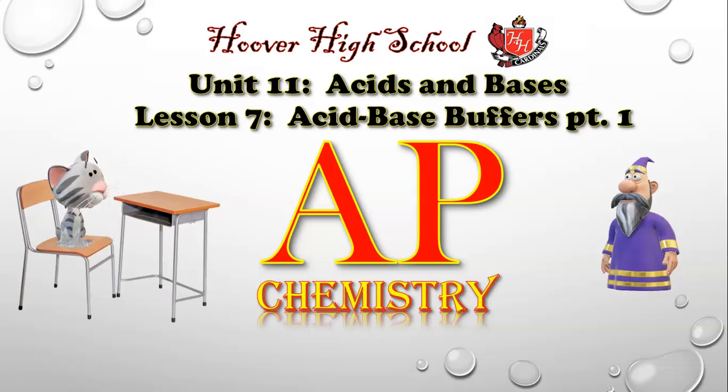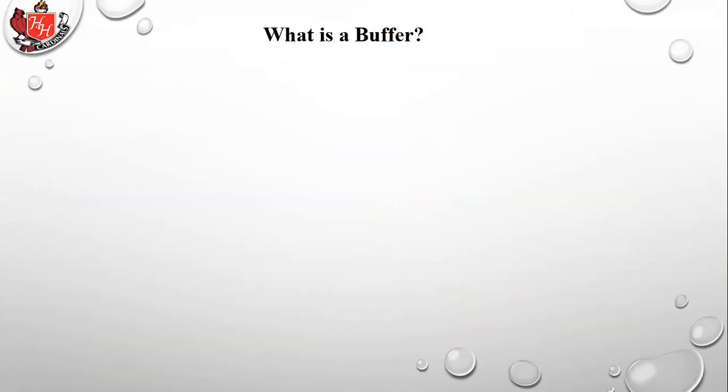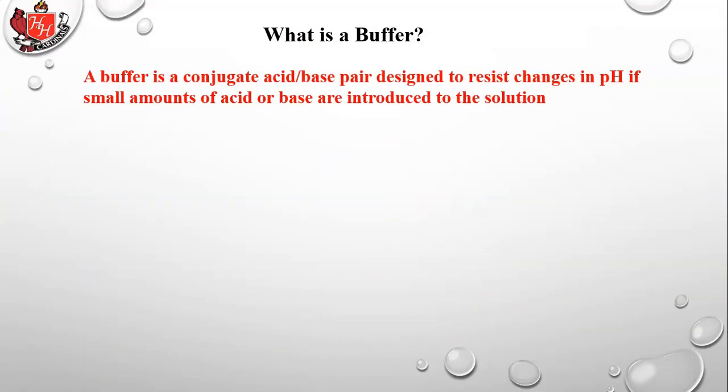AP Chemistry, we're moving on to Lesson 7 of the Acid Bases unit. This has to do with an important topic, and that is buffers. So what is a buffer? A buffer is a conjugate acid-base pair designed to resist changes in pH if small amounts of a strong acid or strong base are introduced to the solution.